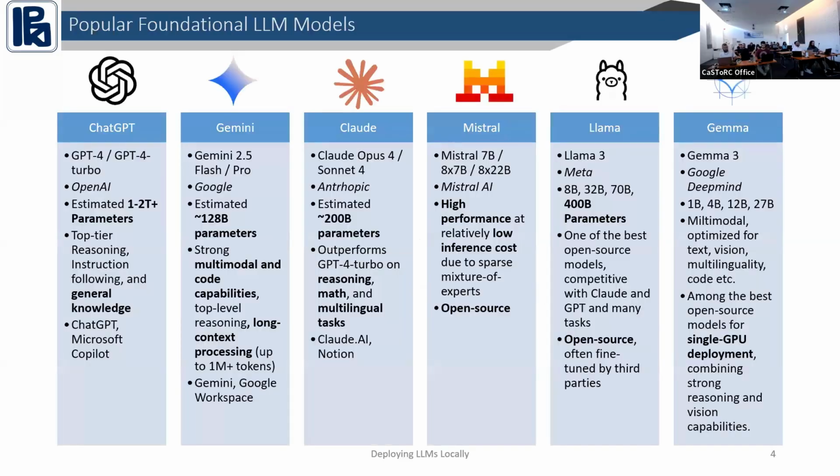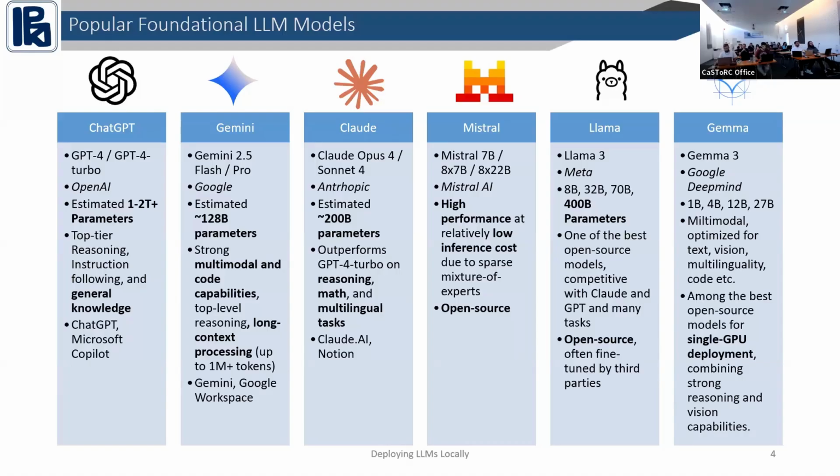The idea is that there are various popular LLM models there, some foundational models. For example, I'm pretty sure you all know ChatGPT, Gemini, Claude, Mistral, and so on. They have different characteristics. They have different sizes. For example, ChatGPT-4 was estimated to be roughly between 1 and 2 trillion parameters. Gemini in the order of 120 billion parameters, Claude 200, and so on.